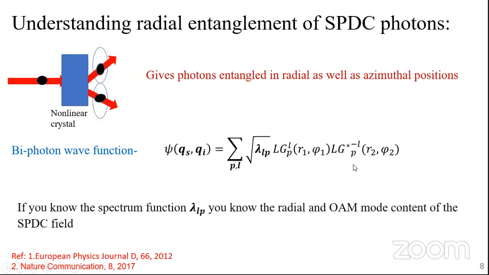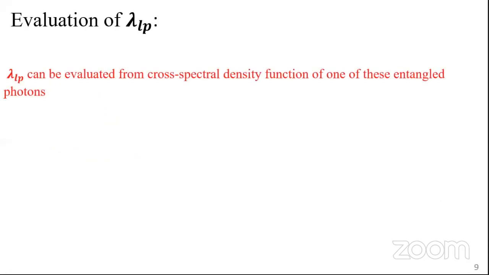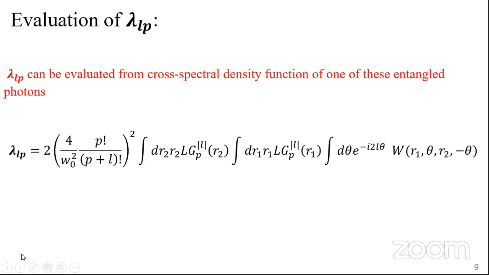So if we can evaluate the lambda LP, we can understand the radial as well as OAM mode content of these entangled photons. By changing the photon pump over here, we can change the lambda LP as well. And hence we can know how to use these entangled photons in quantum information, which will obviously be high dimensional quantum information. So we are interested in evaluating lambda LP. And with a 3-4 page long calculation, we get this expression for lambda LP.